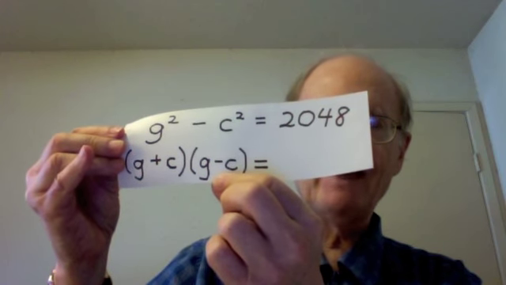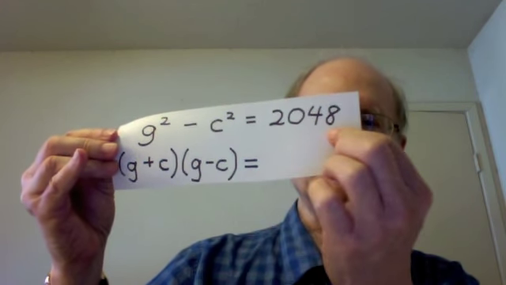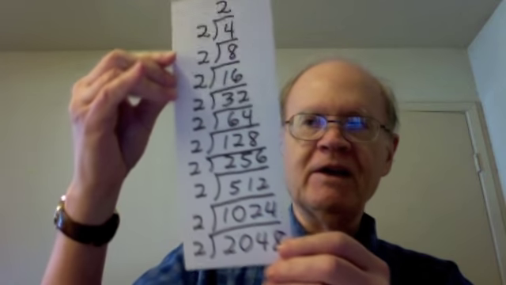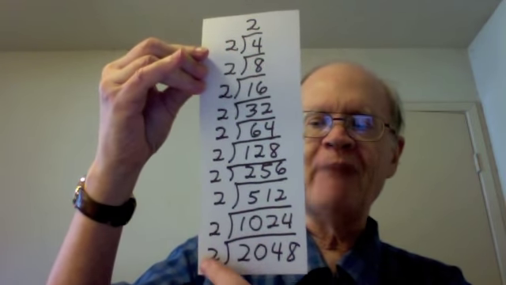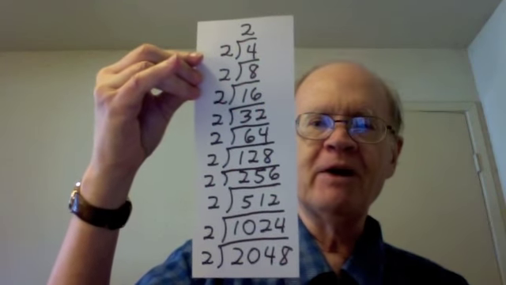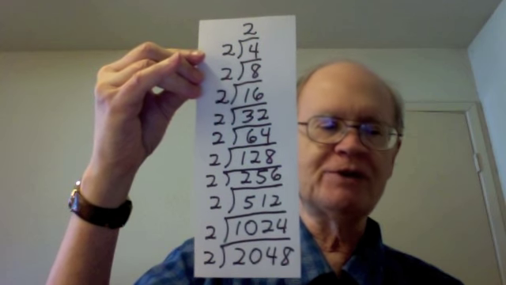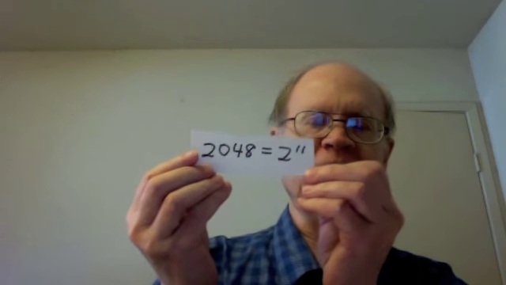And factoring the left side suggests let us also factor the right side, this 2,048. It's a rather special number. Its prime factors are all 2's. We divide by 2 over and over and over until we get to this 2 on top. There are 11 2's involved there. Indeed, 2,048 is 2 to the 11th power.